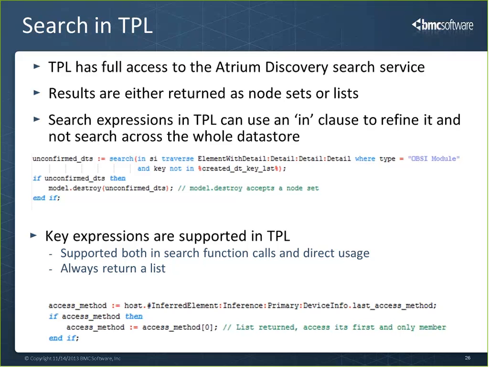Now, one other feature of the search service, key expressions, are fully supported in TPL. They are supported both in search function calls and in direct usage. And the result returned is always a list. So again, here's an example of the syntax to use the key expression. And also an example of how you would check that the list actually has been populated with at least one result. So you can then access the member of that list to obtain the value.